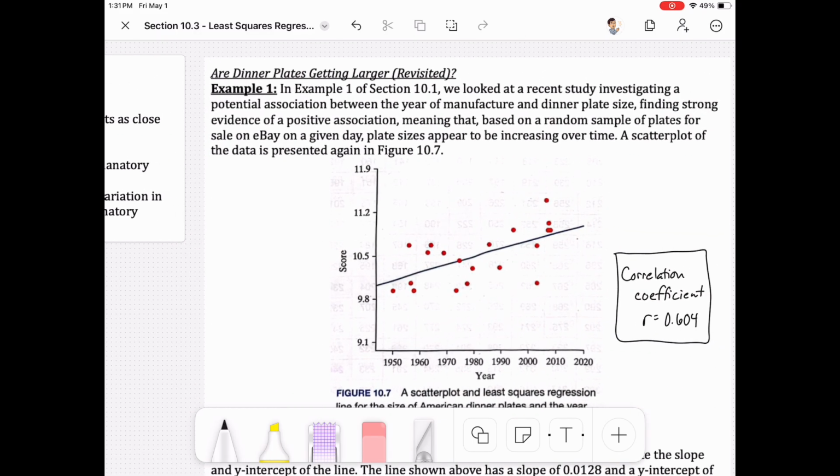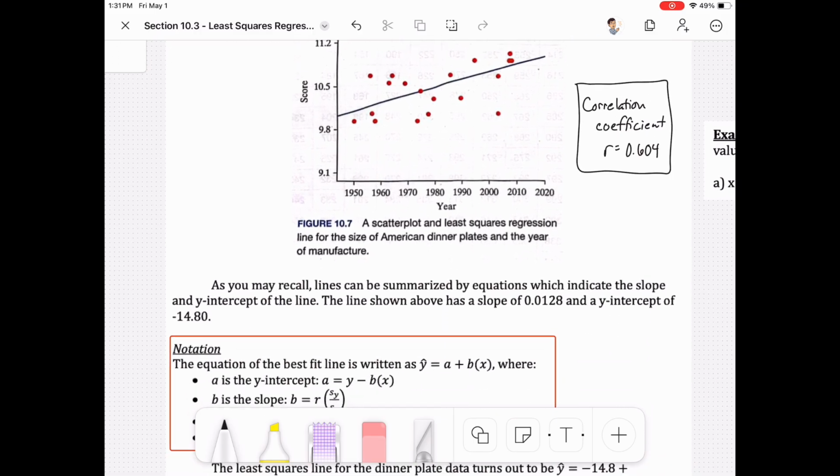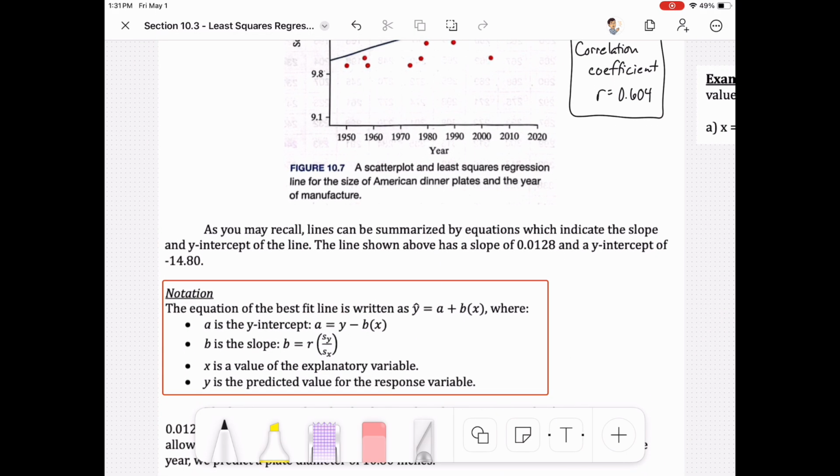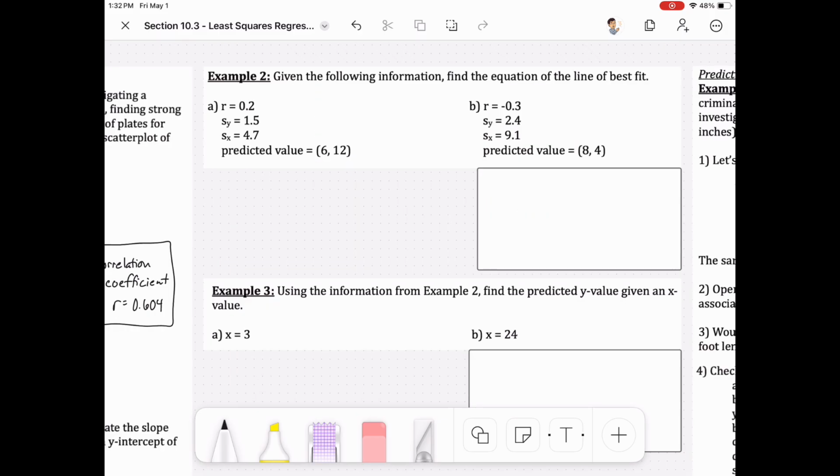And so for example 1, this is an example from, I believe, 10-1, where we talked about dinner plates, if you did it on your own. And so here's the graph with a line of best fit. Their correlation coefficient is 0.604. And so they would be able to find their regression line based on that and the least squares. So the slope was 0.0128 and the y-intercept is negative 14.80. Okay, so if I move over to example 2, how do I write my equation for this?